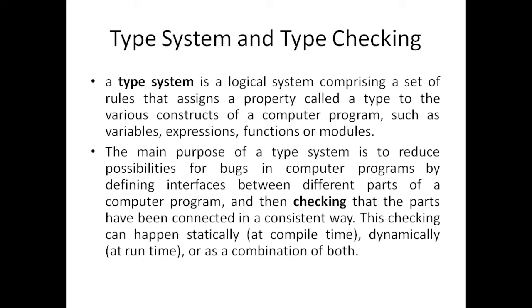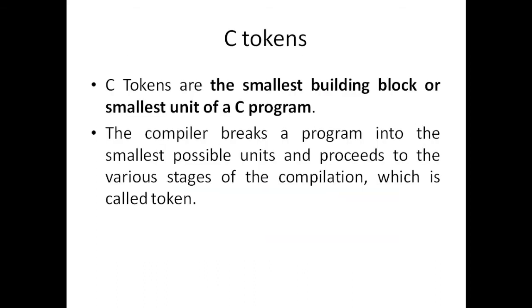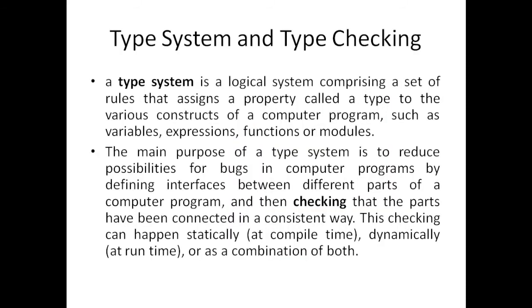Type system and type checking is the next one. You don't have the concept called tokens in your syllabus, but before getting into the type system and type checking, we need to know about tokens. So what is meant by type system? It is a logical system comprising a set of rules that assigns a property called a type to the various constructs of a computer program, such as variables, expressions, functions, or modules.